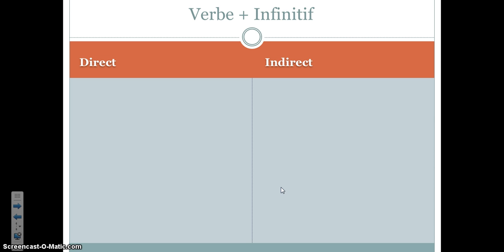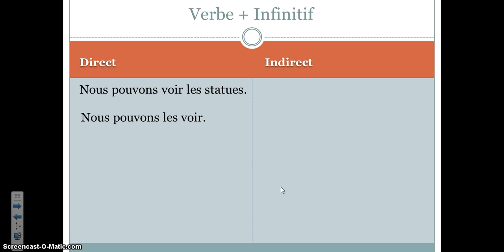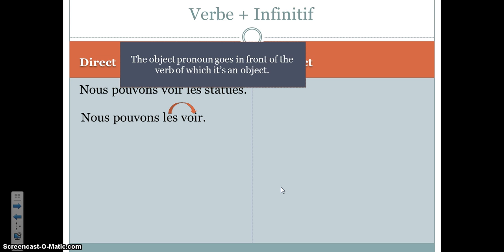So we're going to look at two more slides that will review where we put the pronoun in the sentence. Now the direct and indirect object go in front of the verb. But when we have a verb plus infinitive, it looks a little bit different. Nous pouvons voir les statues. We would say nous pouvons les voir. So notice here that it would go in front of the infinitive, so a slightly different placement. But one way to think about it that would help you is that the object pronoun goes in front of the verb of which it's an object. So instead of saying we can them, we're saying we can see them. And so that's what's important to look at.